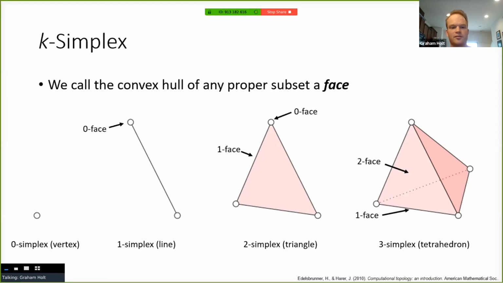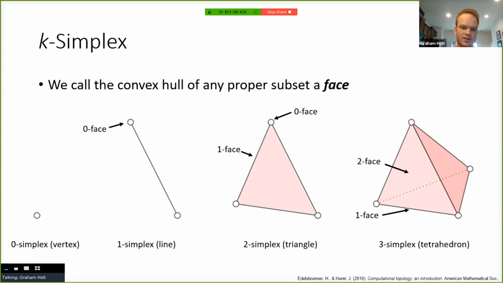And so, for instance, a zero face of a line would be a vertex. One face of a triangle is a line. Two face of a tetrahedron is a triangle. And I'll note, just for those of you who are interested, generally you attach coefficients to each simplex and face.